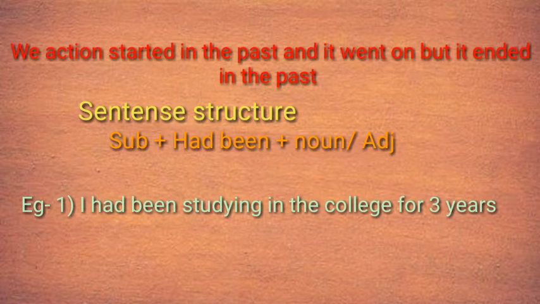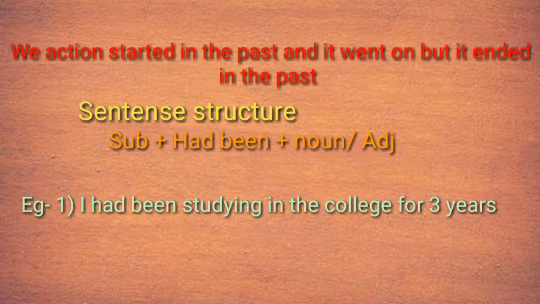If someone asks you and you want to tell your story, you want to describe that any particular work or action which started in the past and went on for a long time, but then ended in the past. Now you are telling a story of how long you have been studying in college. So you can say I had been studying in college for 3 years, but I am not a college student anymore. Now I am doing a job. Okay. This is how you can use had been.